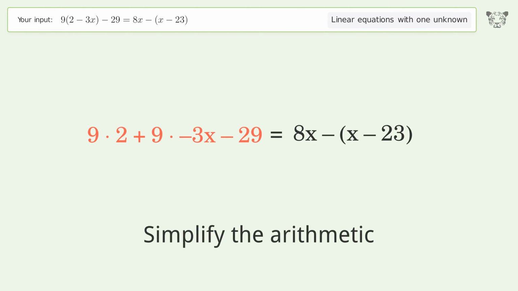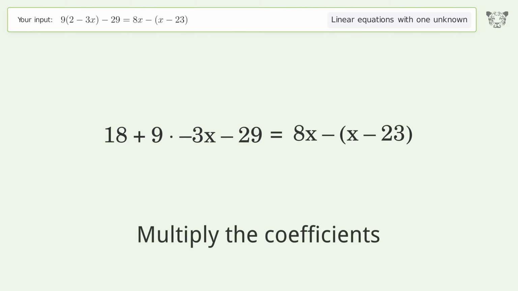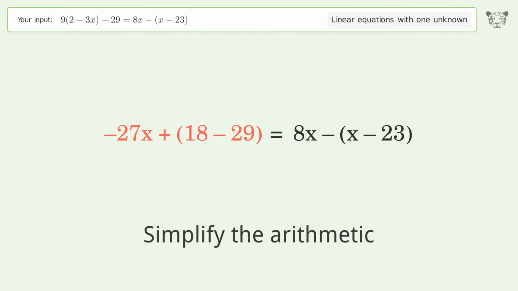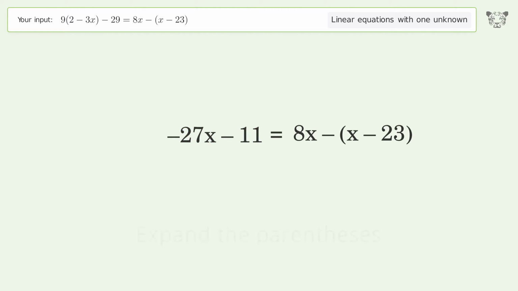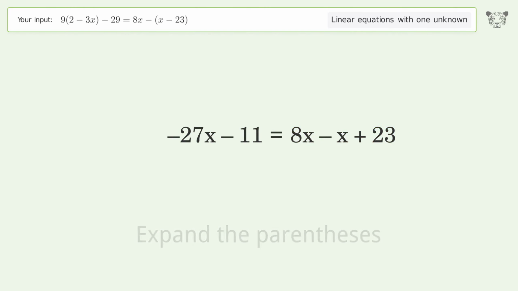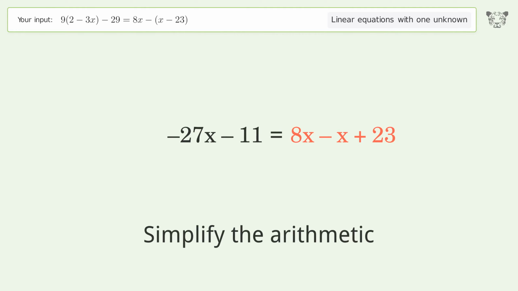Simplify the arithmetic. Multiply the coefficients. Group like terms. Simplify the arithmetic. Expand the parentheses. Simplify the arithmetic.